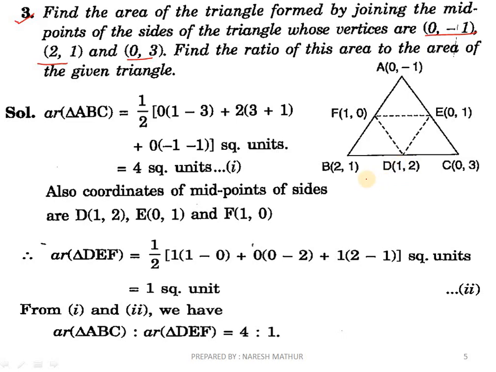Now how can we find the midpoint? By simply (x1 plus x2) upon 2. See here, 2 plus 0 is 2, 2 by 2 is 1, 1 plus 3 is 4, 4 by 2 is 2. So similarly we can find the coordinates of E and F also.